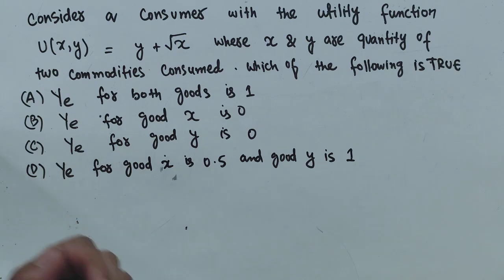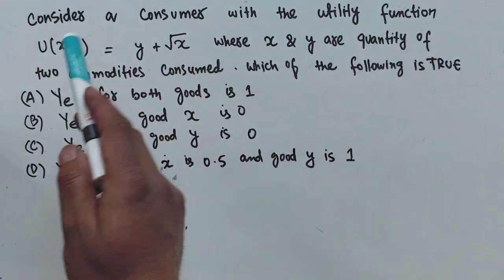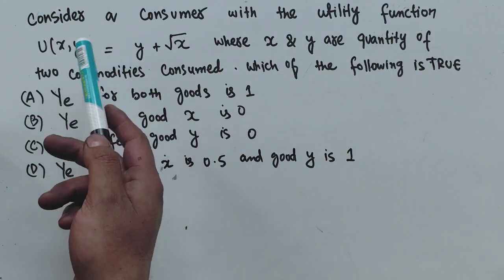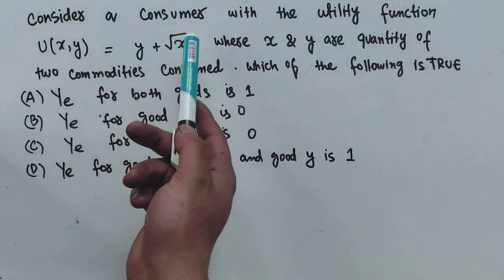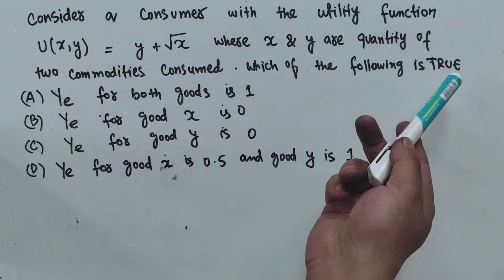The question is to find out the income elasticity for the given utility function. Consider a consumer with the utility function U(x, y) = y + √x, where x and y are the quantities of two commodities consumed. Which of the following is true?